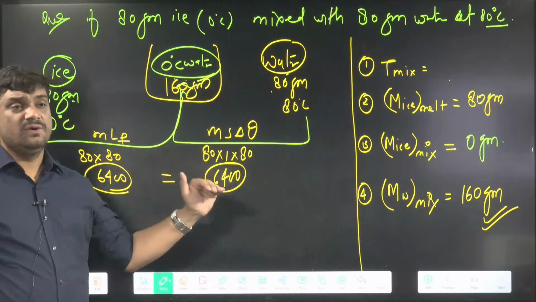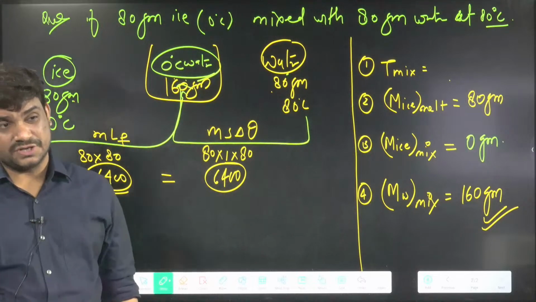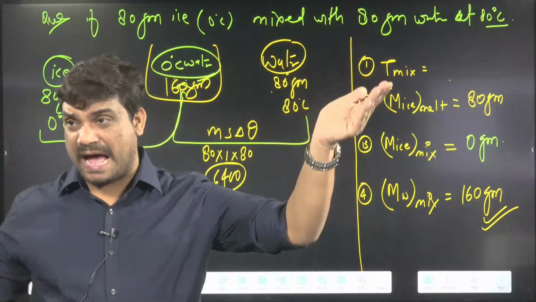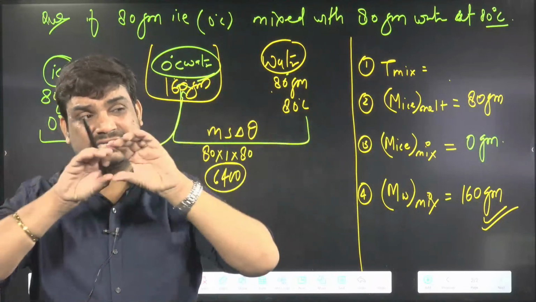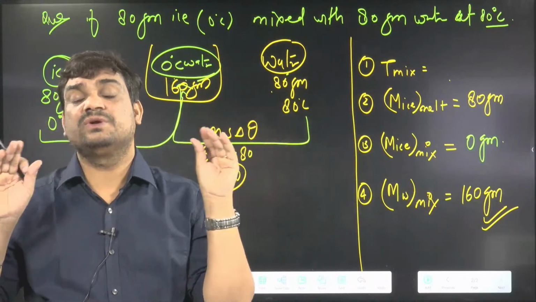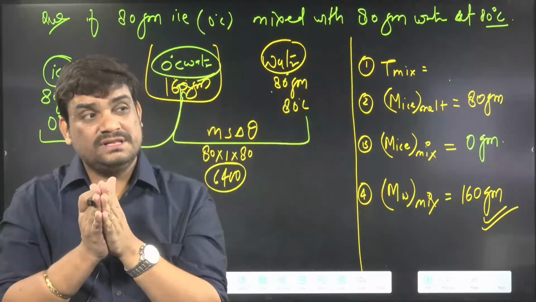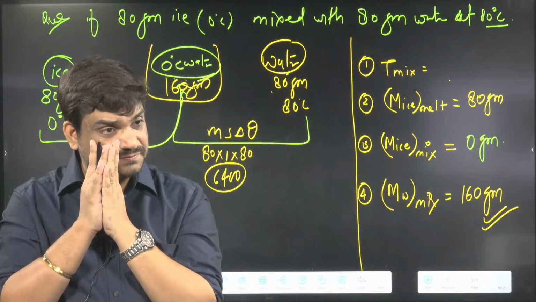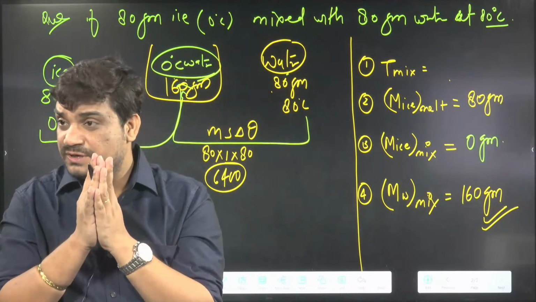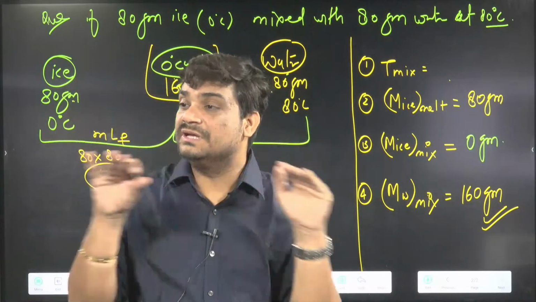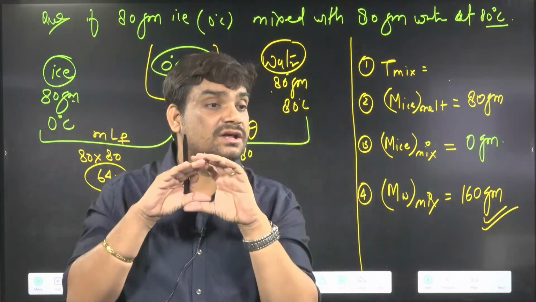So what will be the temperature of the mixture in this case? Will the equilibrium move forward or backward? Whenever both energies are the same, your equilibrium will not move. It will stay at 0 degree Celsius. So the temperature of the mixture is going to be 0 degree Celsius. Your equilibrium will not move.